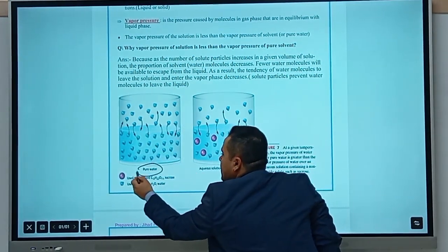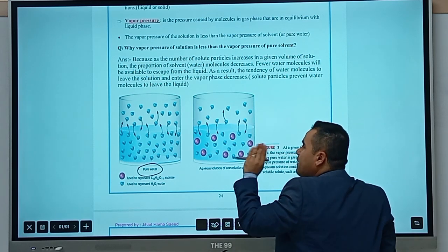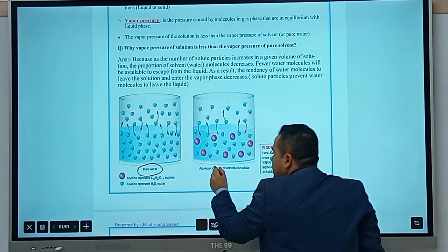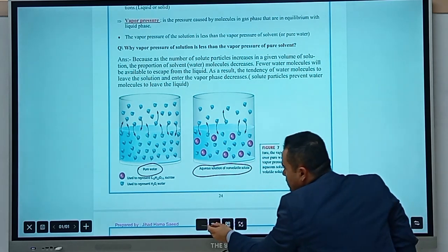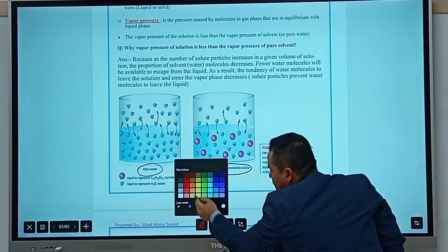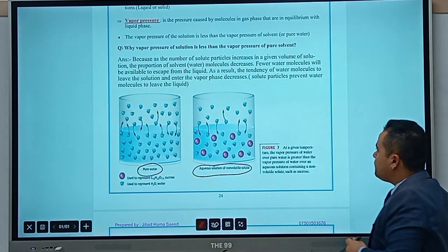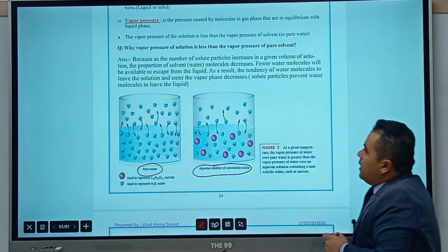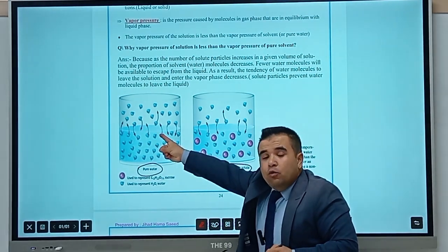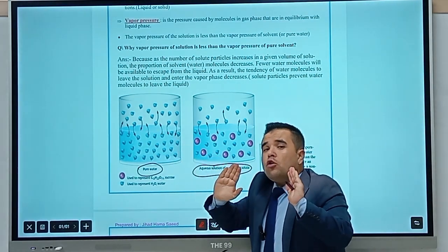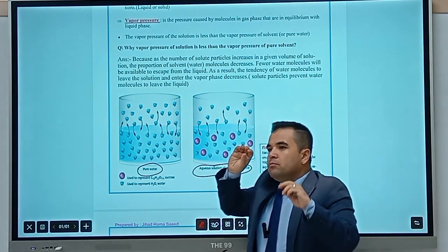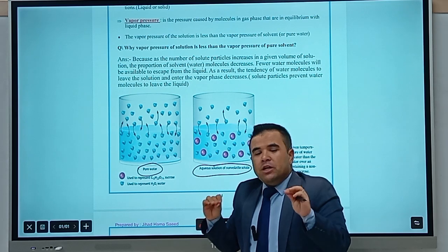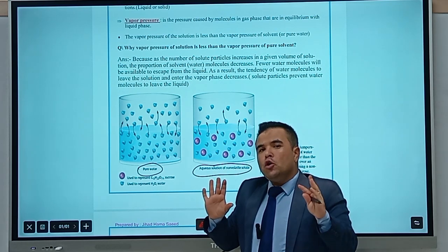The first represents the pure water. We do not have any impurities. The second represents an aqueous solution of a non-electrolyte solute or non-volatile solute. Have a look there, guys. In the pure water, we do not have any solute impurities to be a barrier in front of the water molecules to escape.